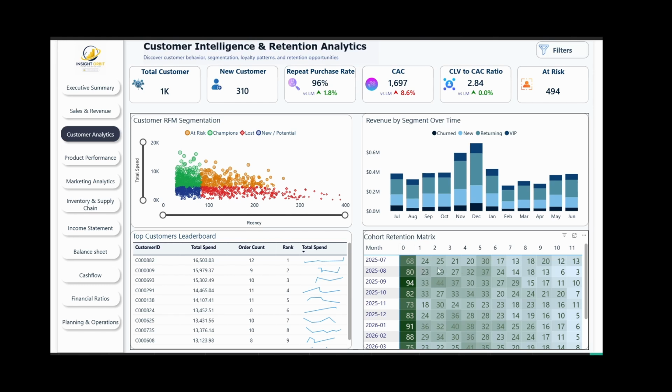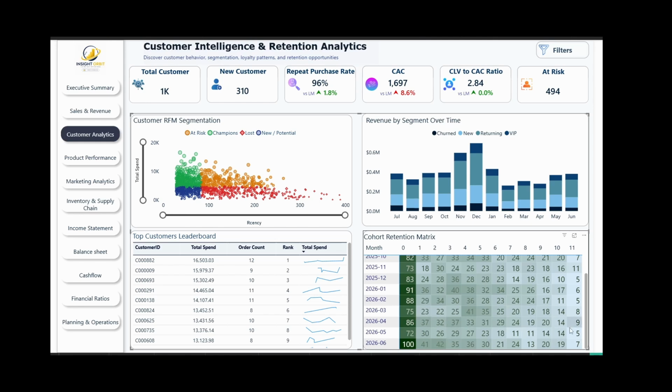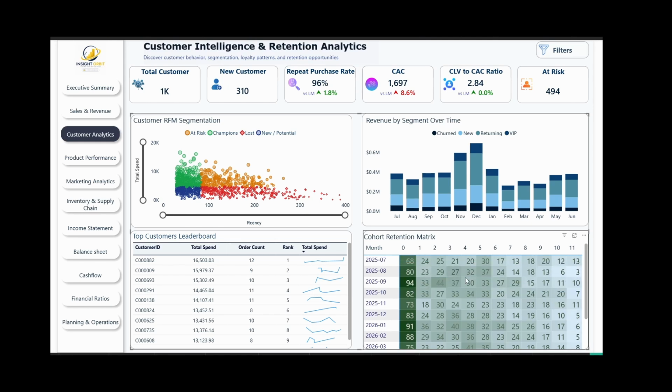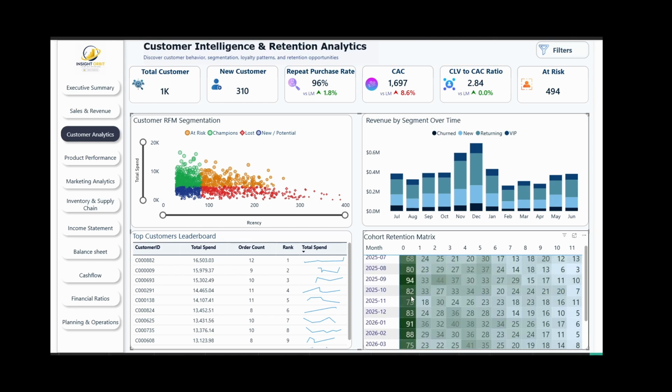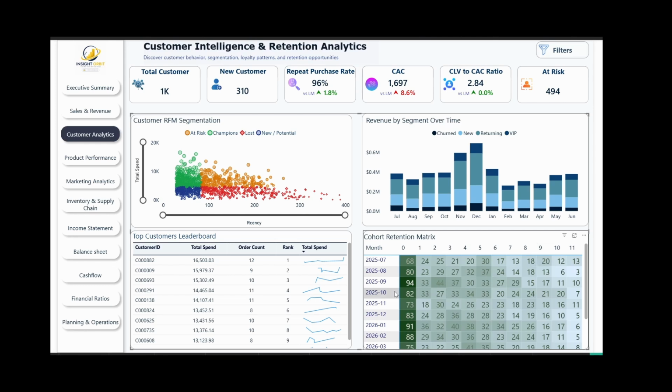I also include the revenue by segment visual. In addition, I created the cohort retention matrix. These visuals show how well customers from different sign-up months contribute to purchasing over time. It is one of the most important visuals for measuring customer retention.